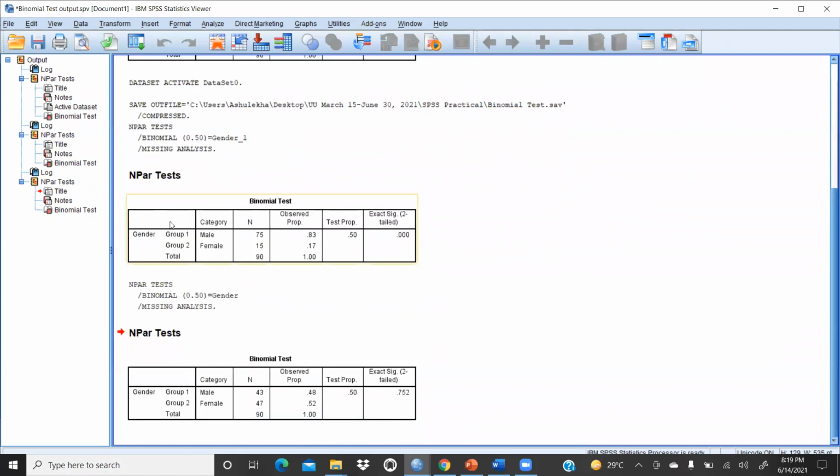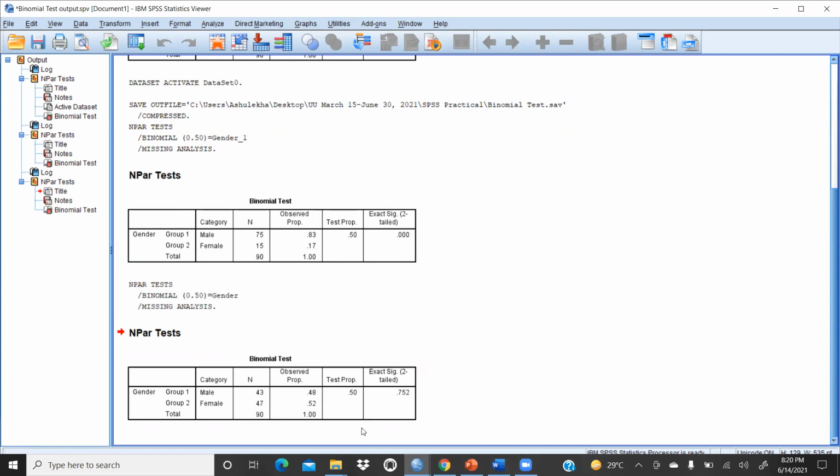No, sorry. This one is the data for gender 1. Male, this one is the old result. Male is 43, female is 47. So more or less they are similar. 50% test proportion, right? Significance is 0.752, and this value is much higher than 0.05. So that means we are going to accept it.